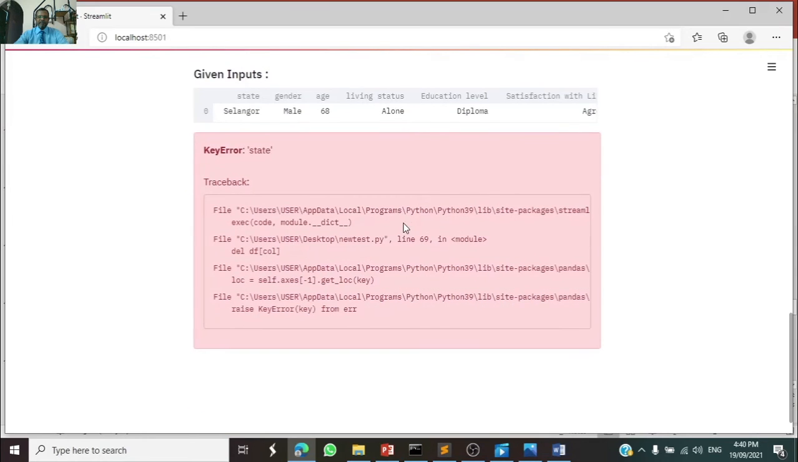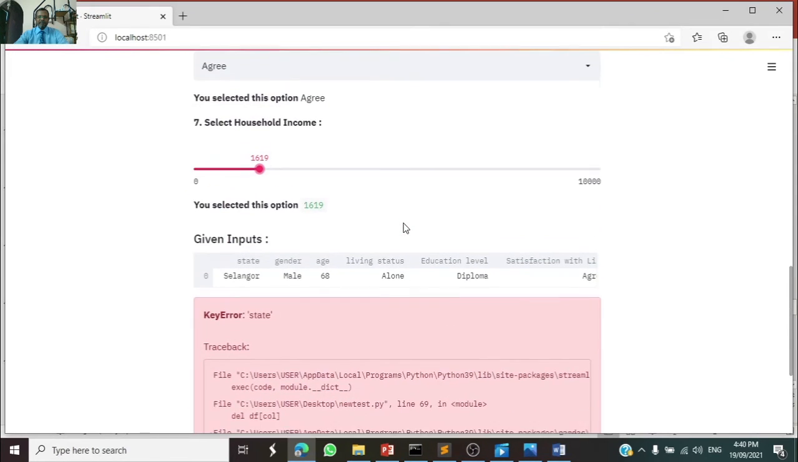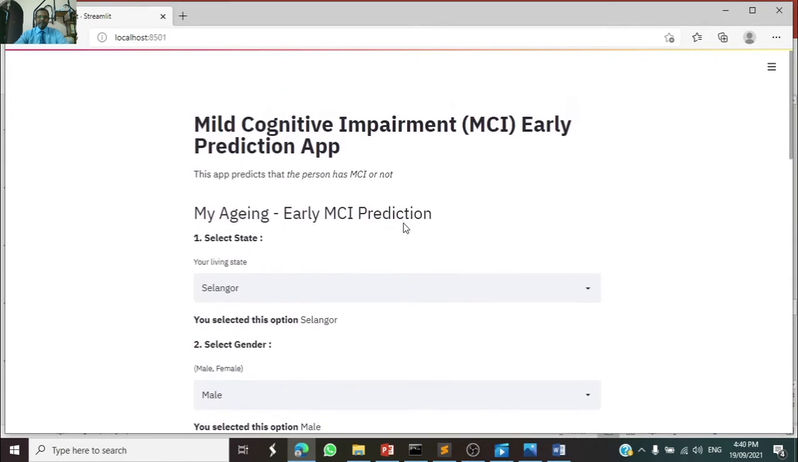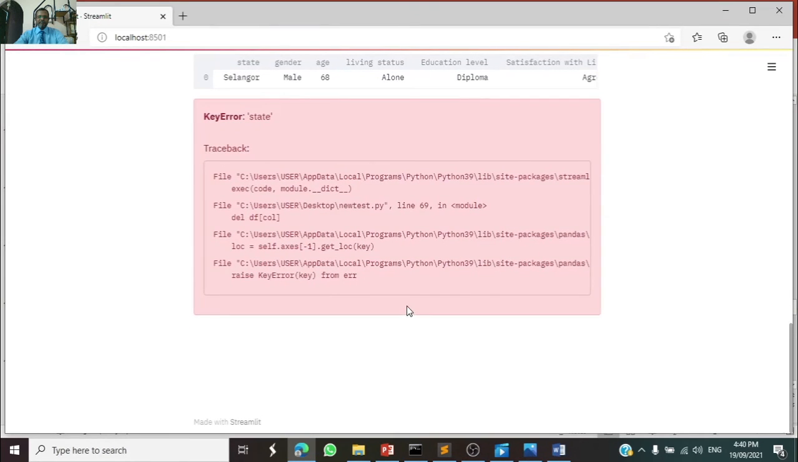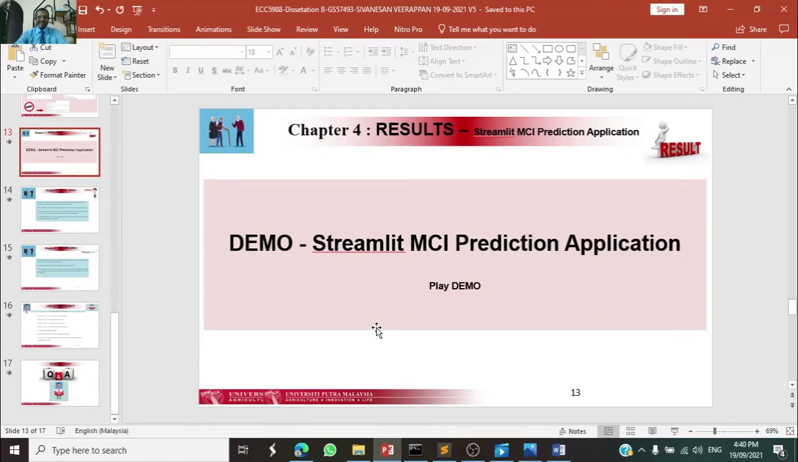However, there's an error in this application. We should get a prediction on MCI. This is the application of Streamlit MCI prediction. We'll move on to the next level.